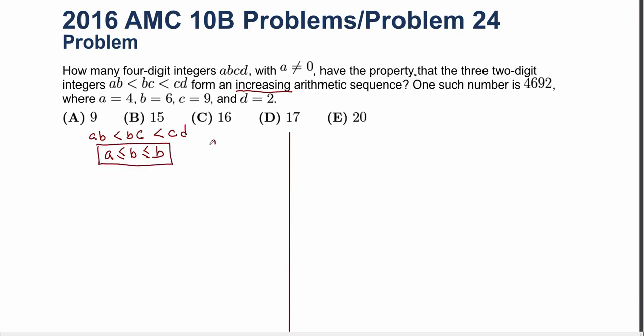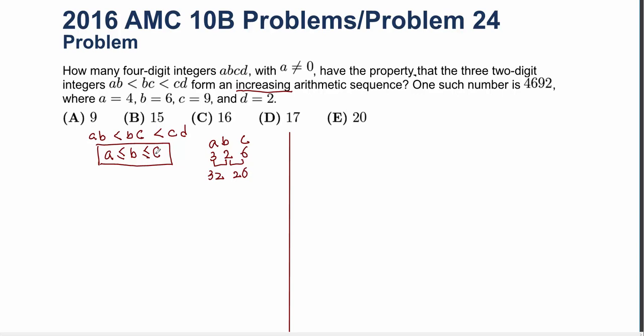For example, if we choose A as 3, then B cannot be less than 3. If B is 2 and C is 6, the first number is 32 and the second number is 26, which is not an increasing arithmetic sequence. So the second digit is always greater than or equal to the first, and the third digit is greater than or equal to the second.